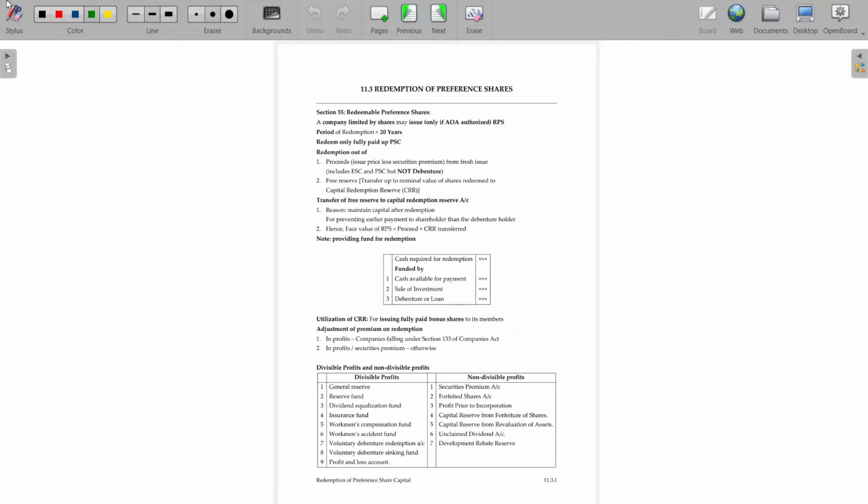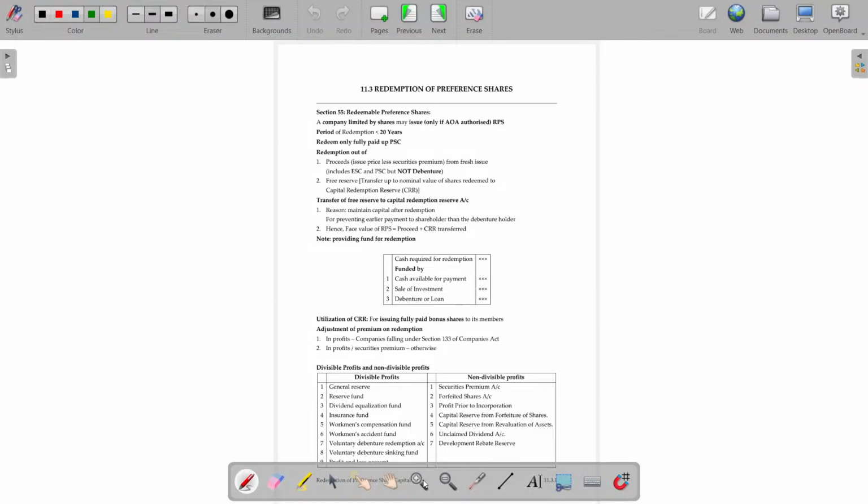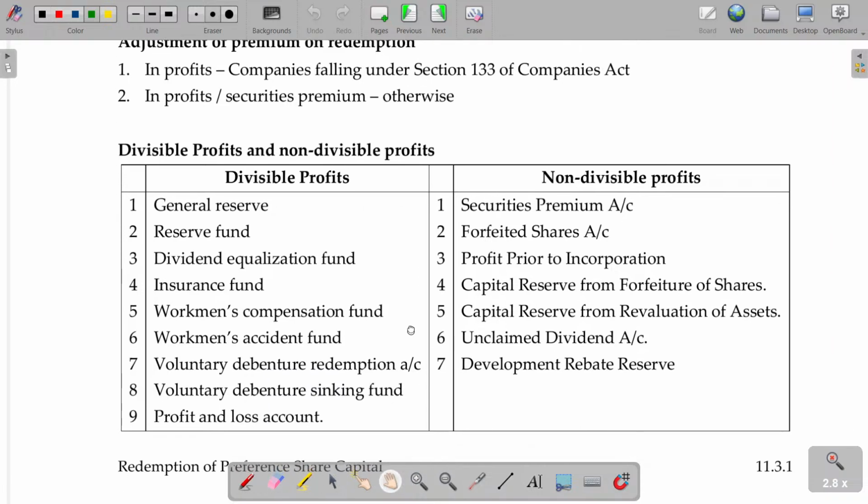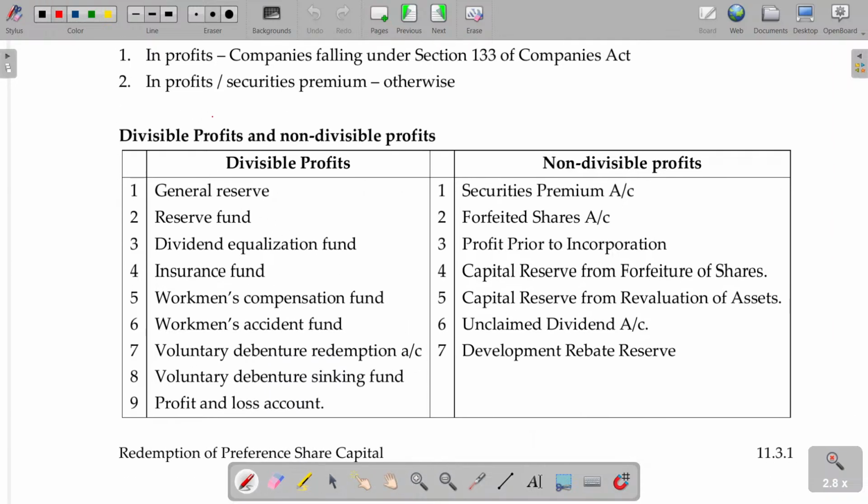Now you have to understand what is called free resource. Divisible profits are usually called free resource, or reserves available for distribution of dividend. General reserve, reserve fund, dividend equalization fund, insurance fund, workmen compensation fund, workmen accident fund created voluntarily, voluntary debenture redemption fund, voluntary debenture sinking fund, and profit and loss. All these are examples of divisible profits.